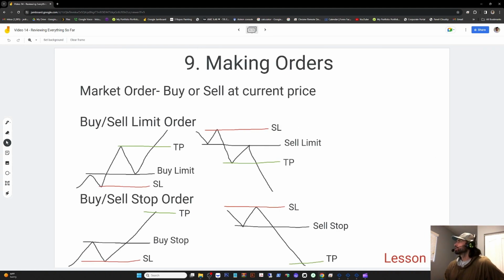9. Making orders. We talked about 6 different orders you can make. You can buy or sell a market, limit, or stop order. You'll set up a stop order if you think if price breaks through, it'll keep going and you can ride the momentum. Limit order is when you think price will come back and bounce off. And market order is when you make an order at the current price thinking it will go a certain way from where you've bought or sold.